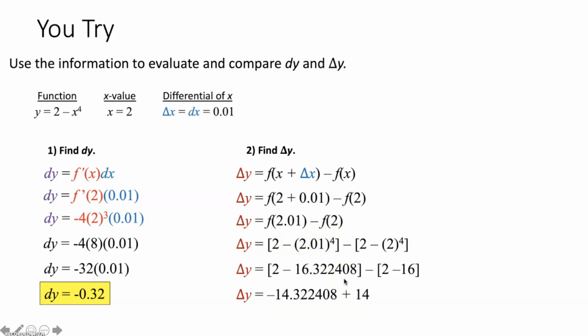We then subtract and simplify, and we end up getting delta y, or the change in y, is equal to negative 0.322408. And we look and see, yeah, delta y and dy, our differential of y, are very, very close to one another. That makes sense because as our delta x or dx gets super small, dy will become a very close approximation for delta y.